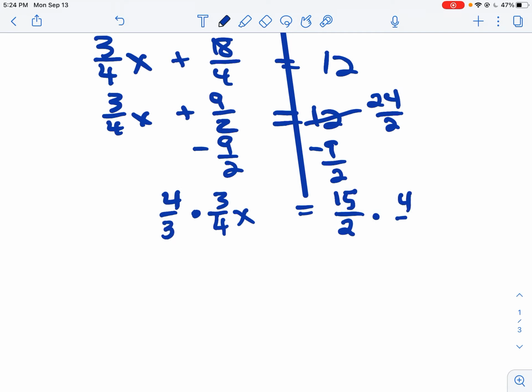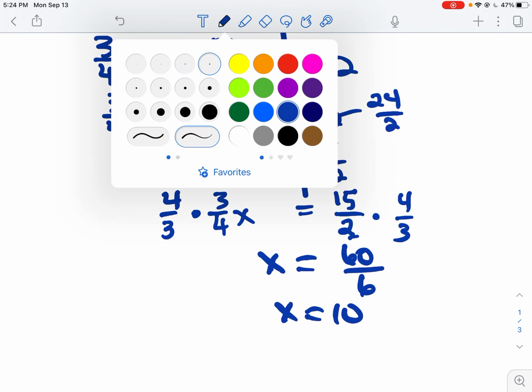Okay, I multiply by my reciprocal. Remember, we can't divide by fractions. We have to multiply by the reciprocal, and x equals. Now you could do the cross multiply or cross cancellation, but there are some of you that have no idea how to do that, so I'm not going to do it on this one. If I take 15 and multiply it by 4, I get 60. 2 times 3 gets 6, and x equals 10.